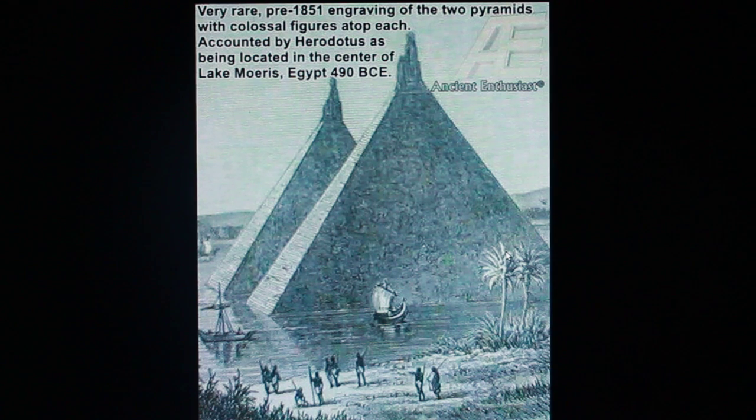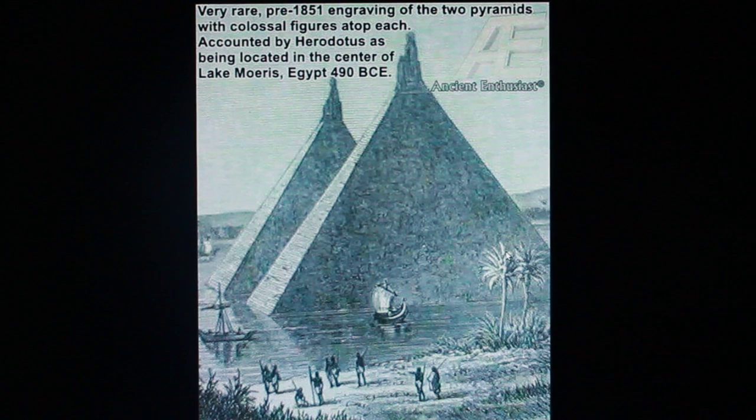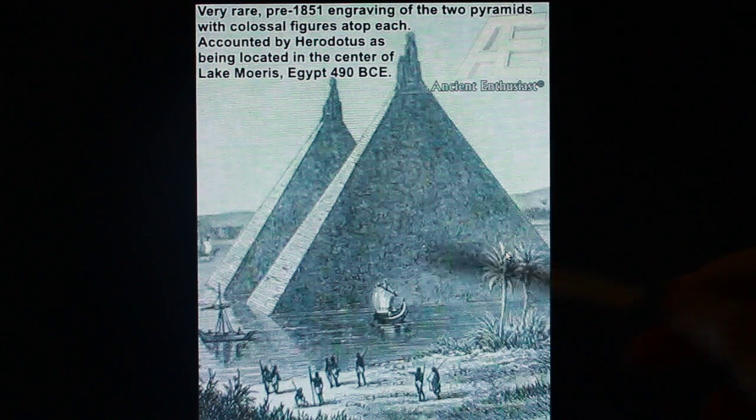I came across this strange diagram today and I was wondering what on earth this thing is. This is a 19th century picture based on Herodotus' description of Lake Moeris in Egypt. And he basically said these pyramids were about 600 feet high, as tall below the water as above the water.